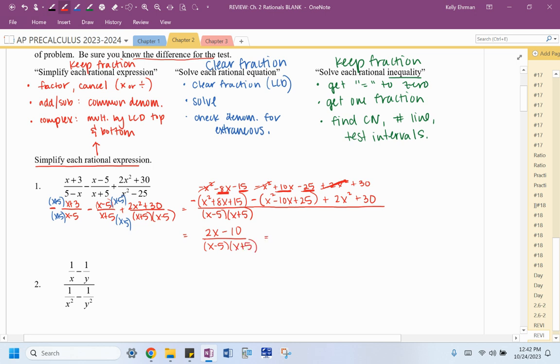The reason we combine in the numerator is to see if we can factor it all. We can take a 2 out. And the purpose of factoring in the numerator is to see if you can cancel or reduce this fraction any further. So x minus 5 does cancel with x minus 5. So my final answer for this one simplifies all the way down to just 2 times x plus 5.